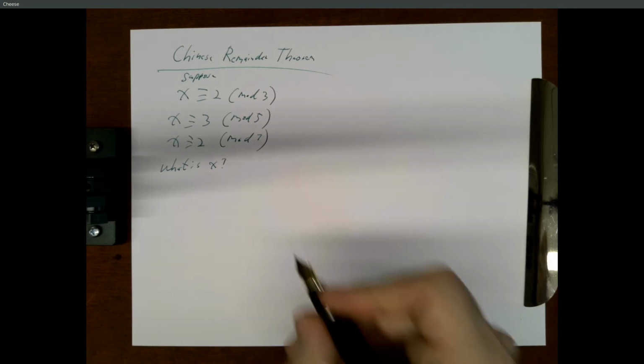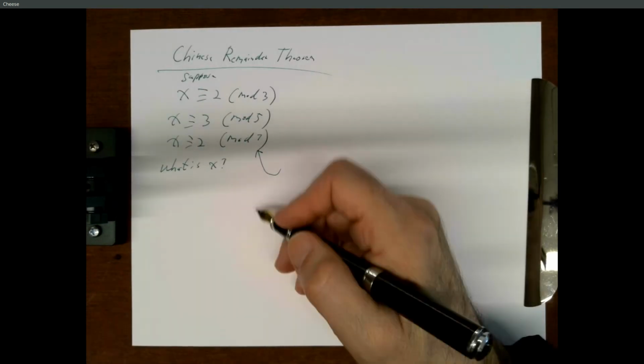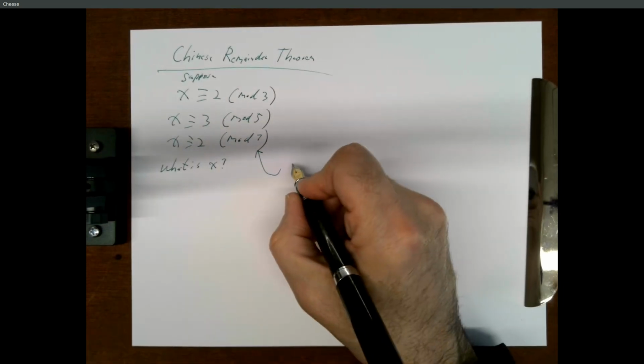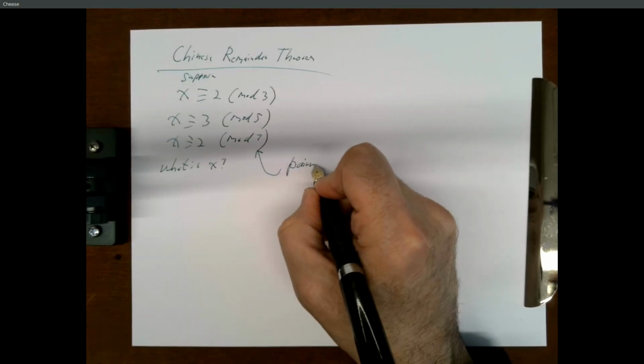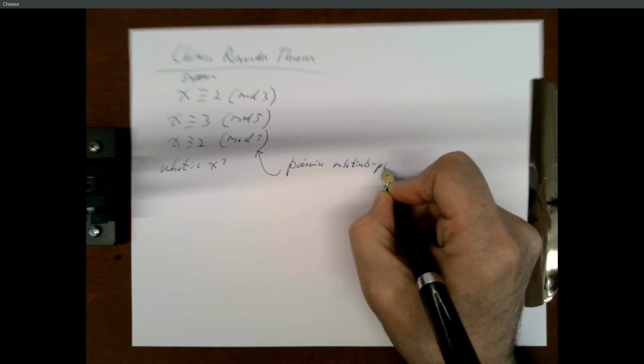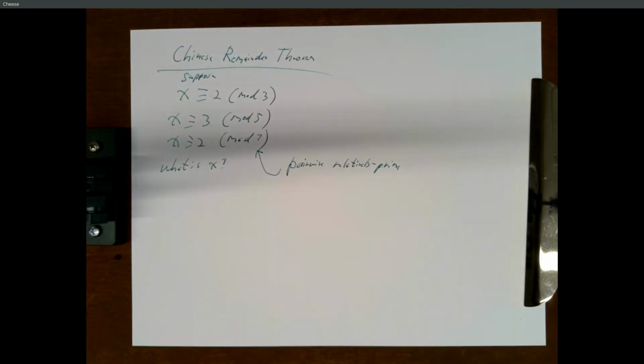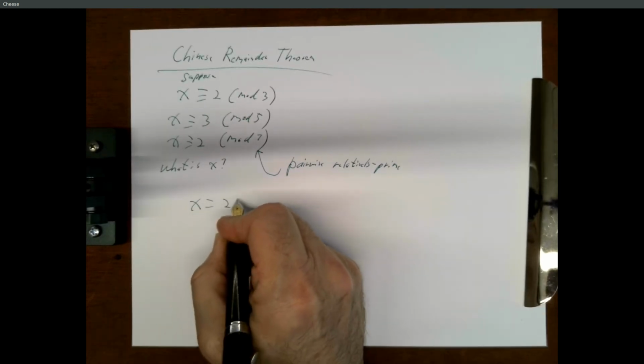And it turns out that if these moduli are pairwise relatively prime, so if any two of these are relatively prime to each other, meaning they share no common factor, which is certainly true if all of these are prime, then there is a solution. And in this case, I think it's x equals 23.